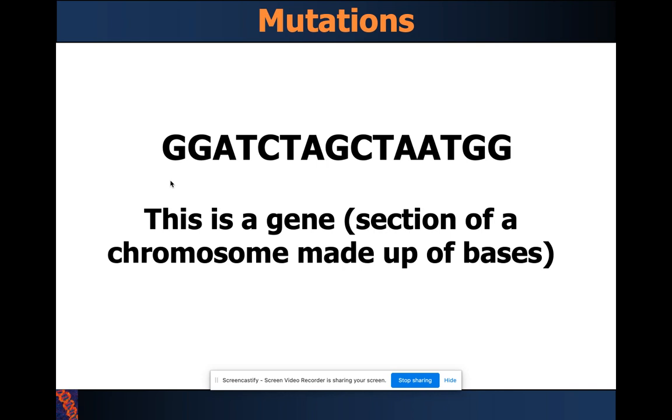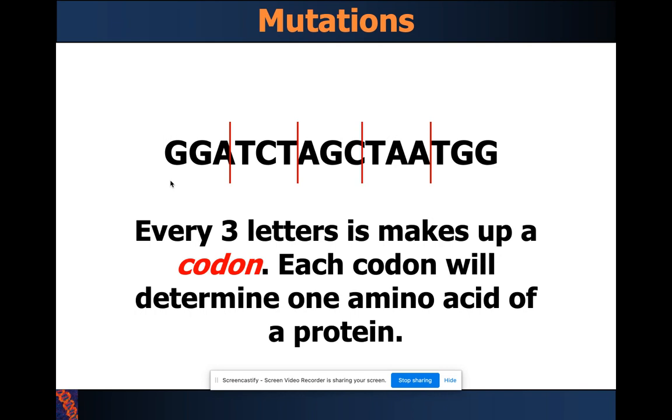So here is a sequence, a single strand of DNA, and it's got a bunch of G's, A's, T's, and C's in it. This represents a gene, which is a section of a chromosome made up of bases. And this one has 15 letters in it, 15 bases. What you need to know is something we really don't want to go into too deeply, because it's a little difficult to understand and you really need someone standing over you to get it. But I'm going to teach you the basics.